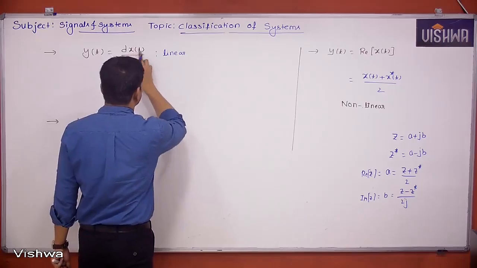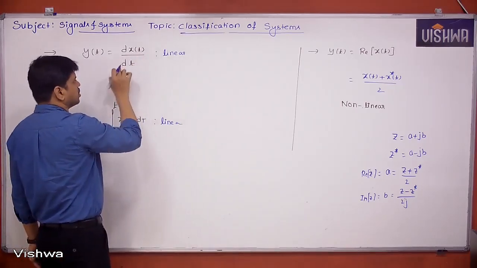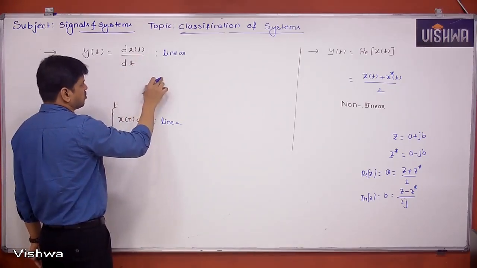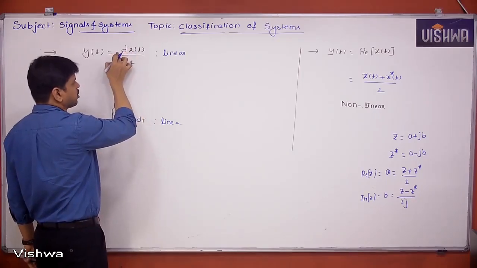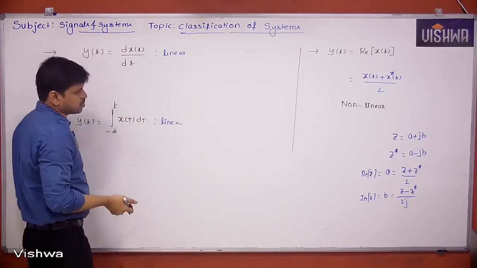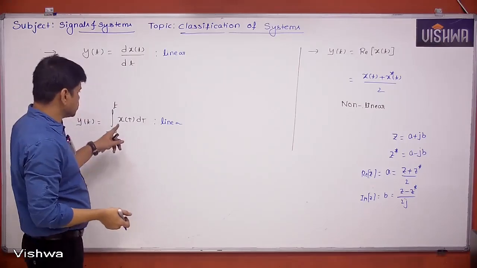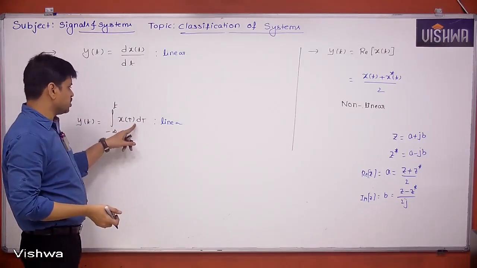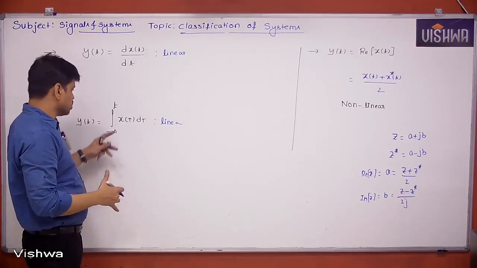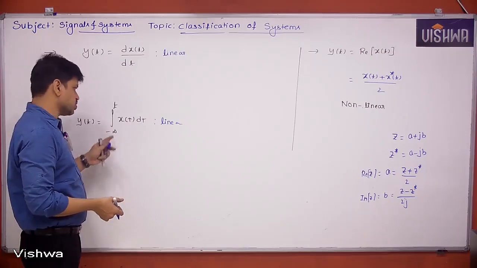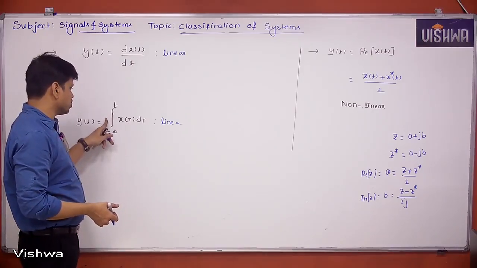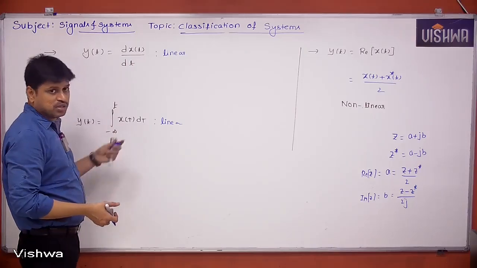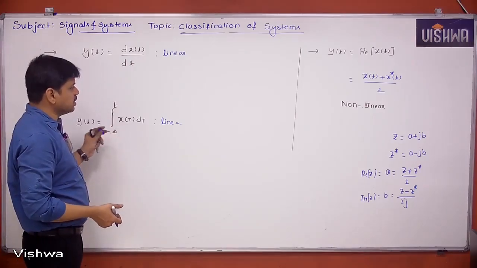If x is replaced with x1 plus x2, dx1 of t plus dx2 of t both are same. If x is replaced with kx, then k can be taken out, so ky of t, both are same. So I can say it is a linear system. Here also, if I write x1 plus x2, the integral can be divided into two parts, which is nothing but y1 plus y2. That is also the additivity principle. If I multiply with k here, I can take it out from the integration, which is nothing but ky of t. So that is also satisfying. So this is a linear system.